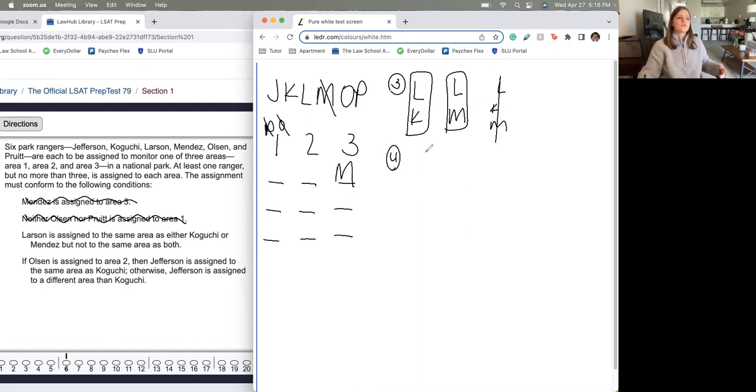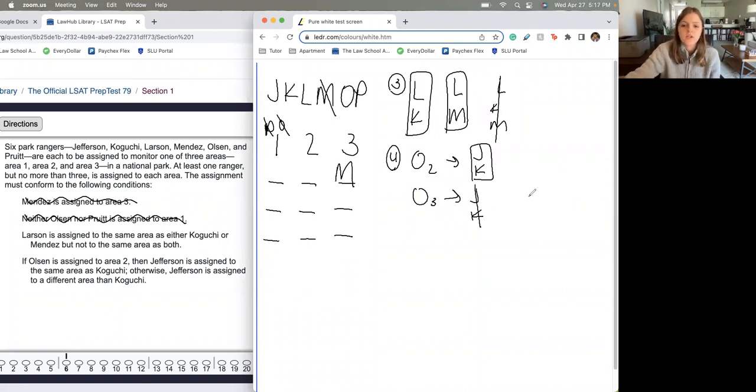So this rule is kind of like 2, I guess I shouldn't say 2 rules in one, but it's 2 options. So we either have O assigned to 2, or we have O basically assigned to 3, because O can't go in 1. So when O is assigned to 2, then we know that J is with K. But when O is assigned to 3, we know that J and K hate each other.